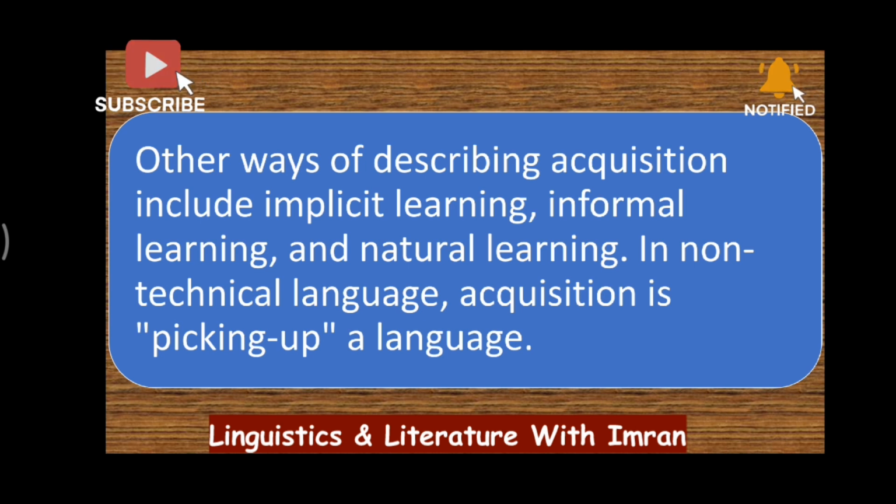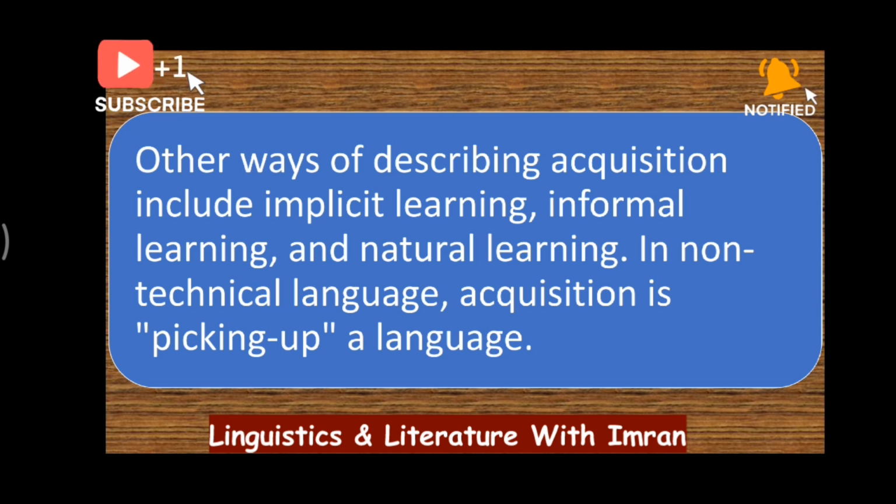Right? Natural learning means that nobody tells you how to use the rules of constructing a sentence or to communicate. But naturally, in your surrounding, you pick up a language. So these are different names: implicit learning, informal learning, or natural learning, but these are all synonyms somehow. In non-technical language, acquisition is picking up a language, right? So a kind of non-technical term is used here. It's picking up a language.